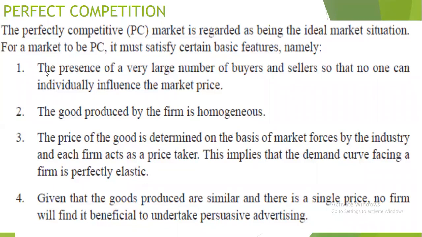So the first feature for a market to be classified as a perfect competition is that you're going to have a large number of buyers and sellers. Because there are a large number of buyers and sellers, no one can individually influence the market price. So basically, when you have many buyers and many sellers, no individual firm will be able to influence the market price. Let's say, for example, you go to a vegetable market on a Sunday morning. There are around 20 sellers selling tomatoes.